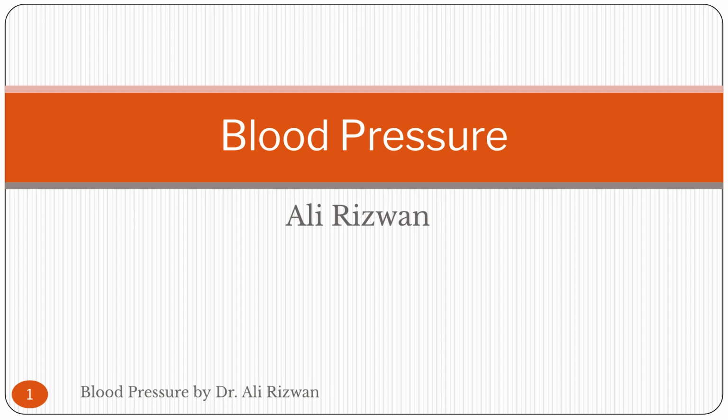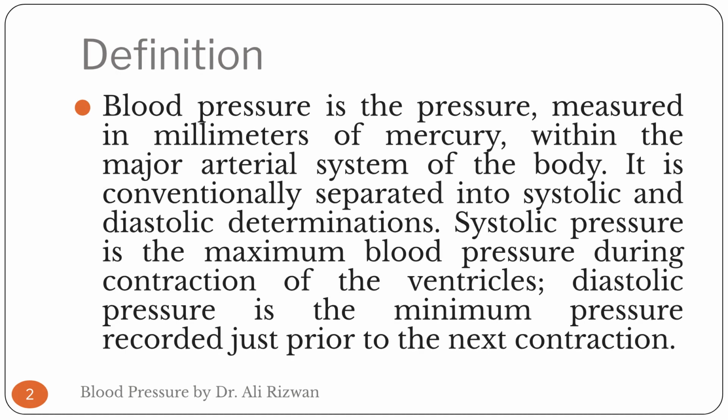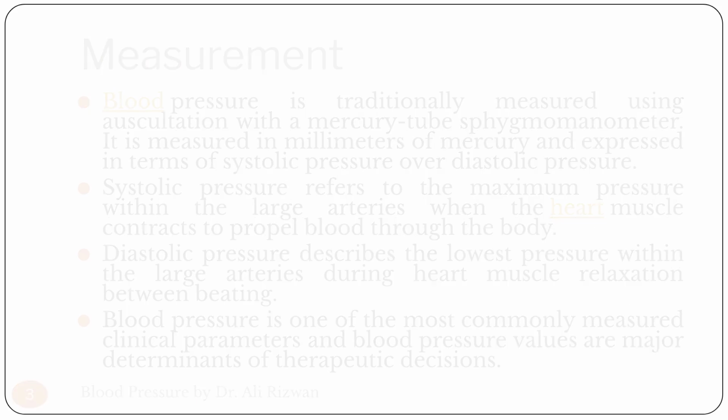This video provides an overview of blood pressure, covering its definition, measurement, regulation mechanisms, and clinical ranges. Blood pressure is the pressure within the body's major arterial system, measured in millimeters of mercury. It is divided into systolic pressure, which is the maximum pressure during ventricular contraction, and diastolic pressure, the minimum pressure recorded just before the next contraction.